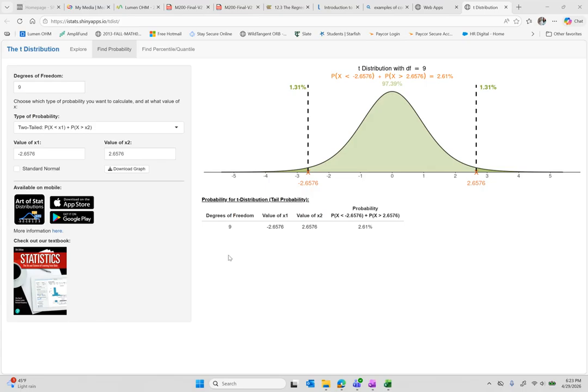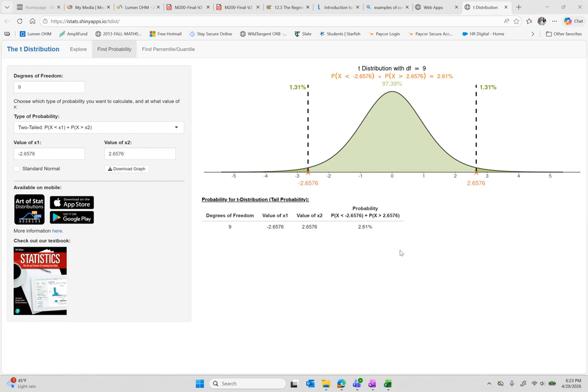Because it is a two-tailed test, I want the value of x1 to be negative 2.6576 and the value of x2 to be positive 2.6576. And then I want Excel to give me the probability on both tails together.